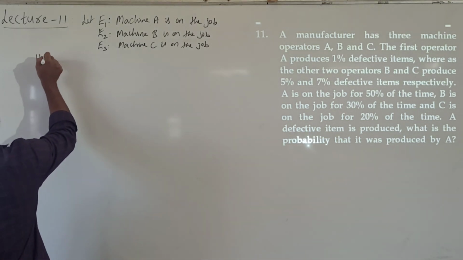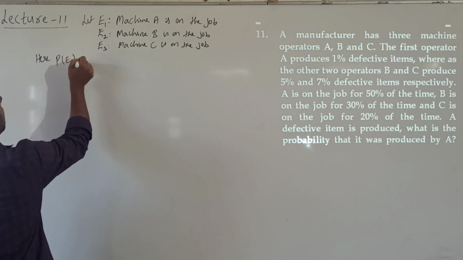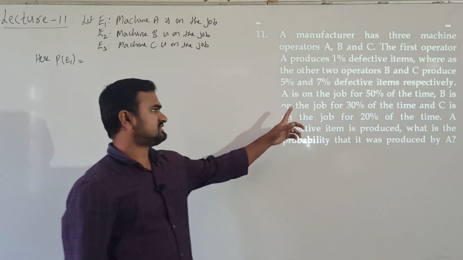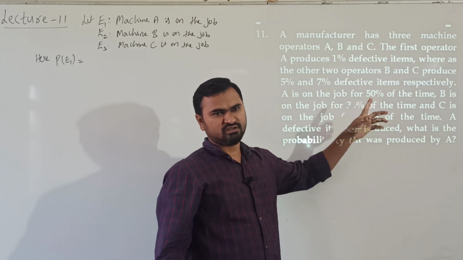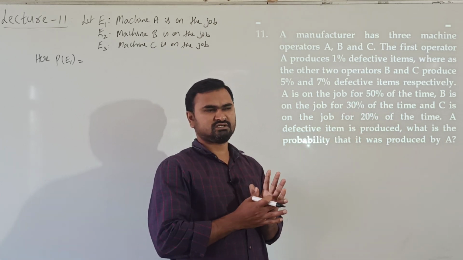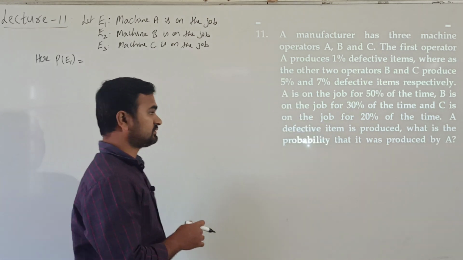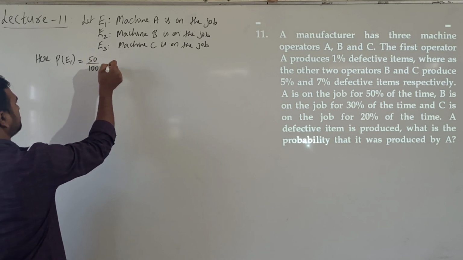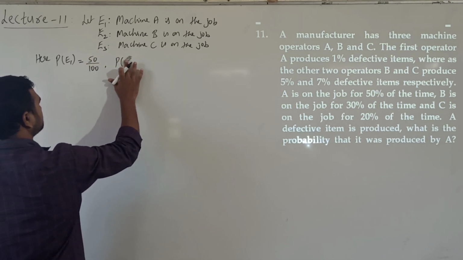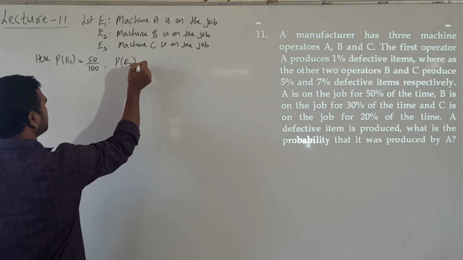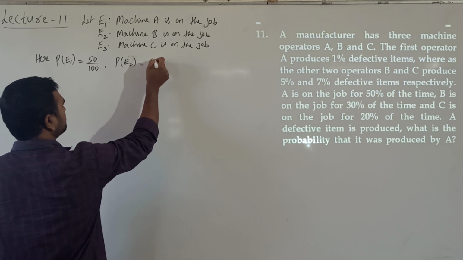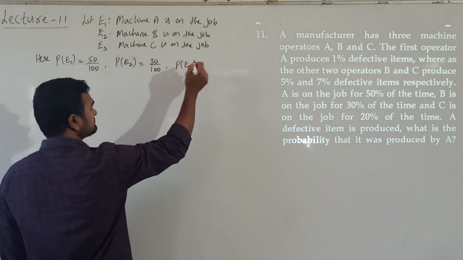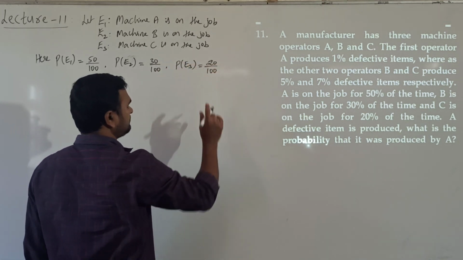So here, what is the probability of E1? Means what is the probability that machine A will be on the job? Machine A is on the job for 50% of time. So whatever the total time given, in that 50% of time machine A will be on the job. So the probability of A on the job is 50 by 100. Probability of B on the job is P of E2, which is 30% given, so 30 by 100. Probability of C on the job is given 20% of time, so 20 by 100.